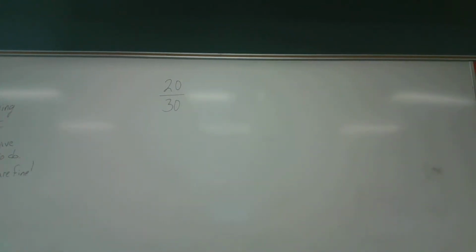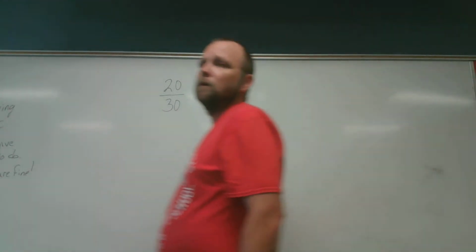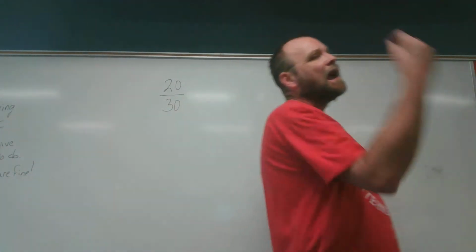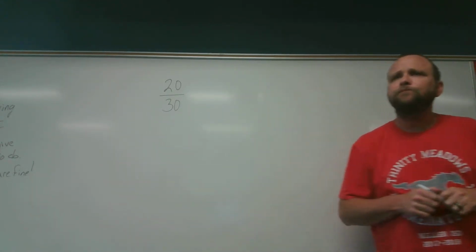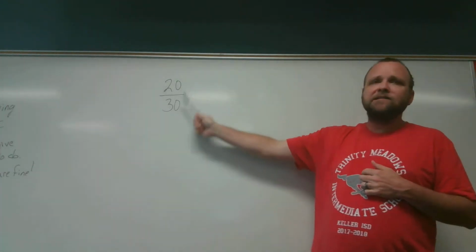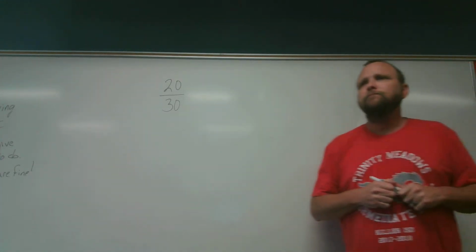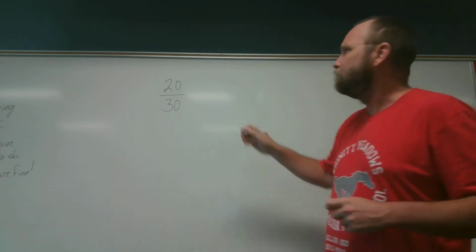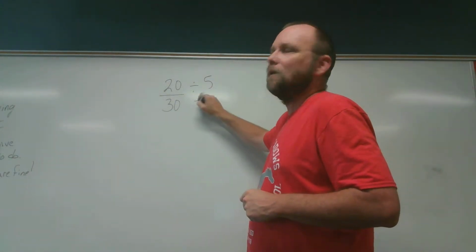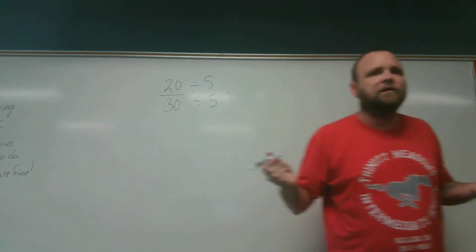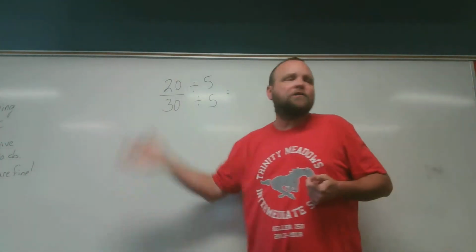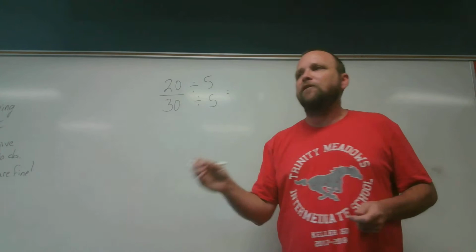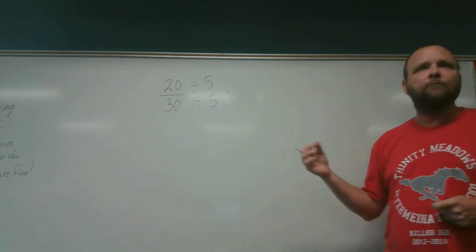So, for example, give me, Dylan, a common factor for 20 and 30. Don't give me the greatest. Just give me a common factor. What's a number that divides evenly into both 20 and 30? Good, 5. Now, 5 is not the greatest common factor. Everybody knows what the greatest common factor is, right? What is it? 10. But if I don't know what the greatest common factor is, I can find a common factor, and it may take me more than one step.